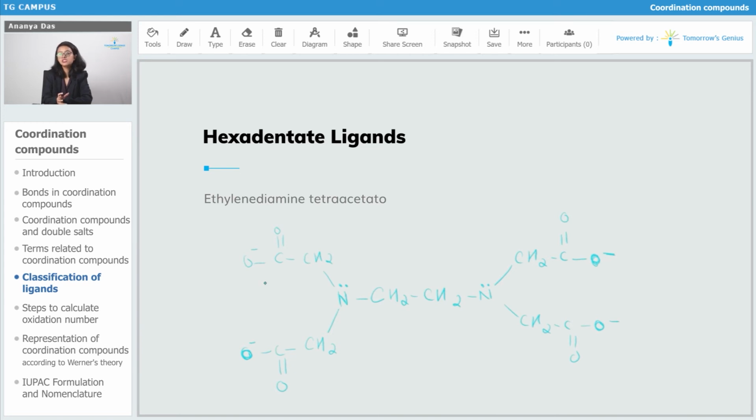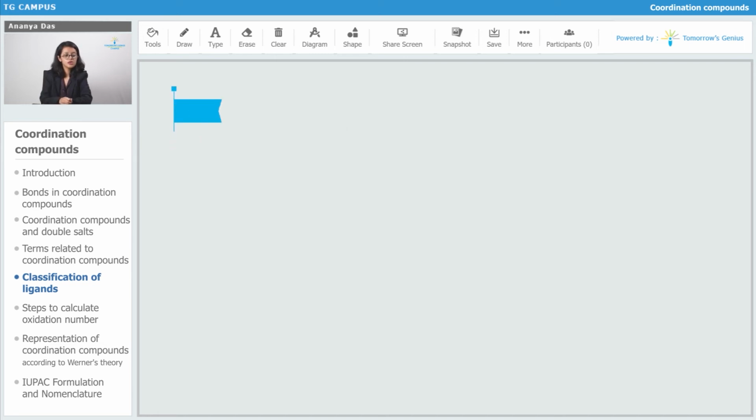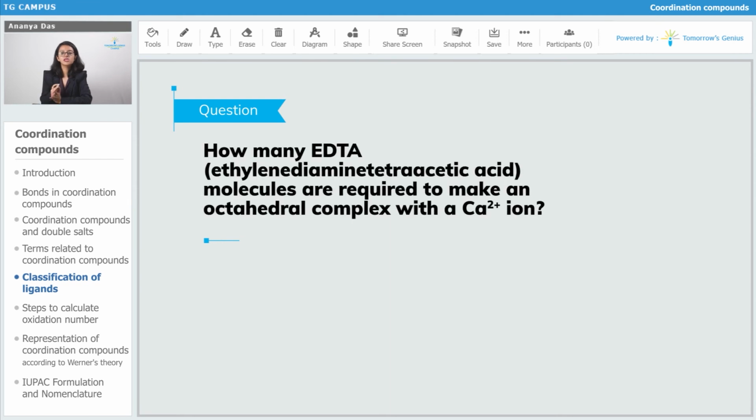If you want to achieve an octahedral complex, octahedral complexes have a coordination number of 6. So using only one of these hexadentate ligands, you can achieve the entire coordination of the octahedral complex. Now let's do a question based upon these ligands.